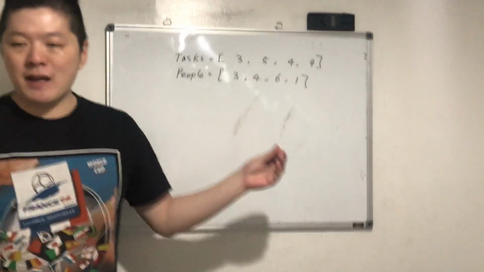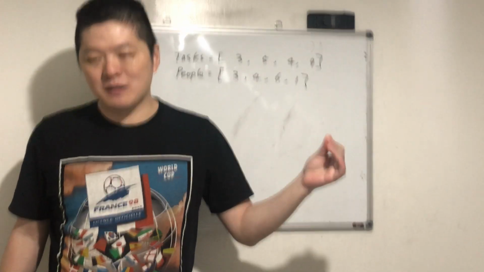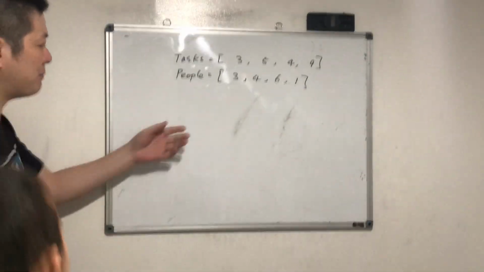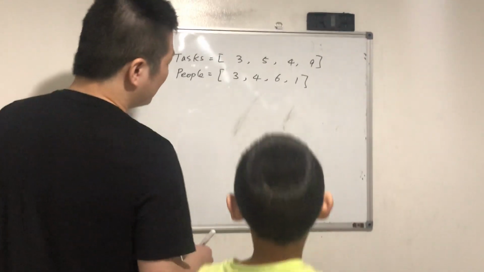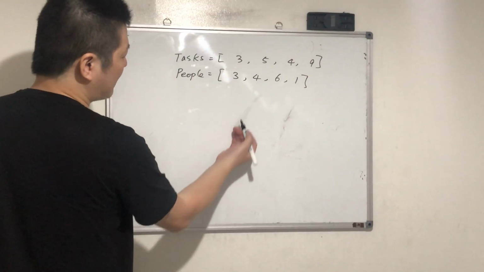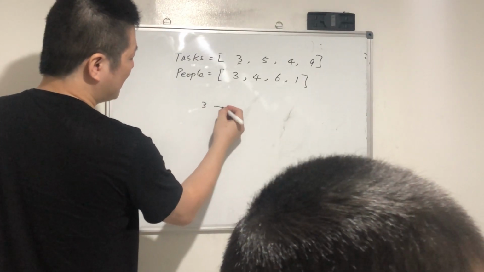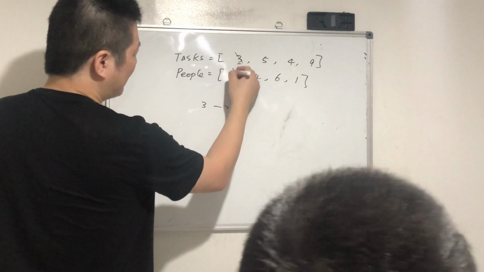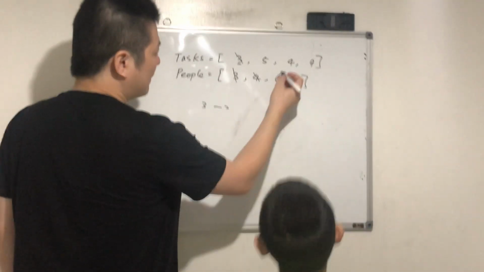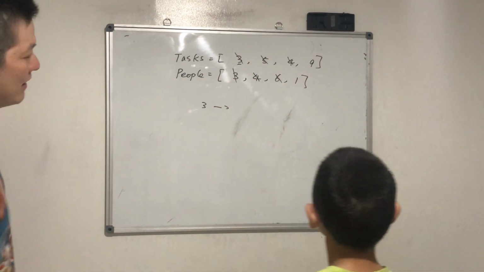Okay. So the problem is, how many tasks maximum can be completed? So for example, like 3. Each person can only complete 1. Look, Eric. So in this case, let's say task 3 can be completed with person 3. And task 4 can be completed by person 4. And task 5 can be completed with person 6. That's it.